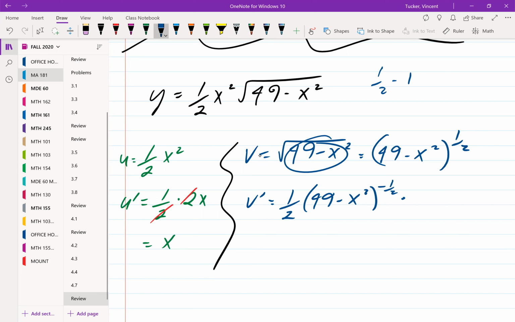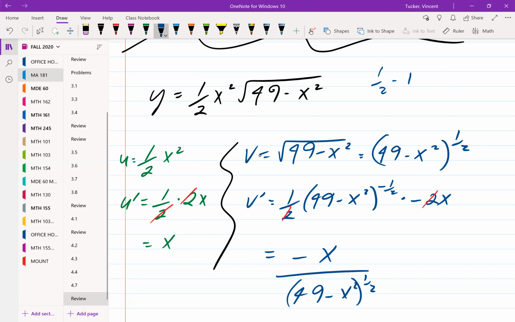Then you take the derivative of what's under the radical, and that'll just be negative 2x. So if I want to simplify this, these 2's would cancel. And I would bring this negative exponent together. So that'd be negative x over 49 minus x squared to the 1/2 power, or negative x over the square root of 49 minus x squared.